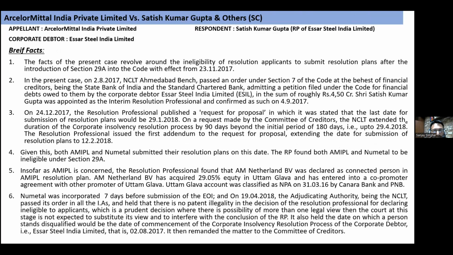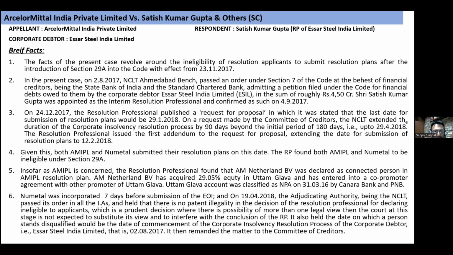One is ArcelorMittal India Private Limited versus Satish Kumar Gupta. So who was the corporate debtor in this case? SR Steel was the corporate debtor. SR Steel was a very big corporate in the steel industry. So it made a default and the appeal was admitted. And Mr. Satish Kumar Gupta was appointed by the NCLT as the resolution professional of SR Steel. So SR Steel was a very big company, so the resolution applicant also had to be a very big company.